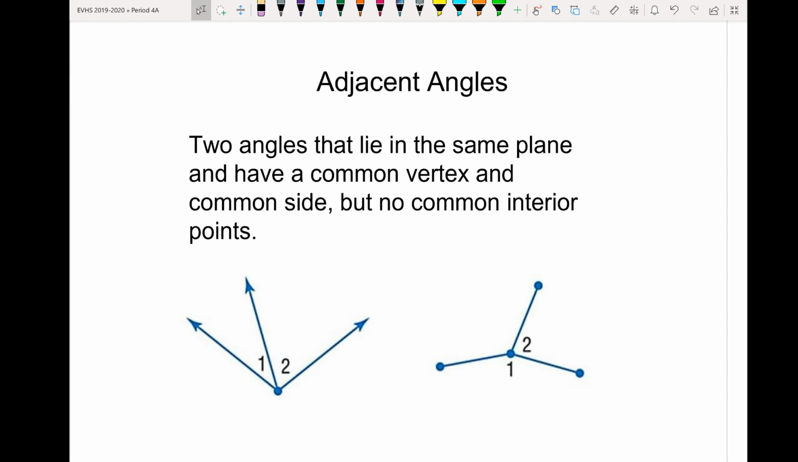Never mind. Okay, adjacent angles are angles that lie on the same plane, have a common vertex and a common side. So angles 1 and 2 on both of these are adjacent. They share a common vertex as well as a common side.